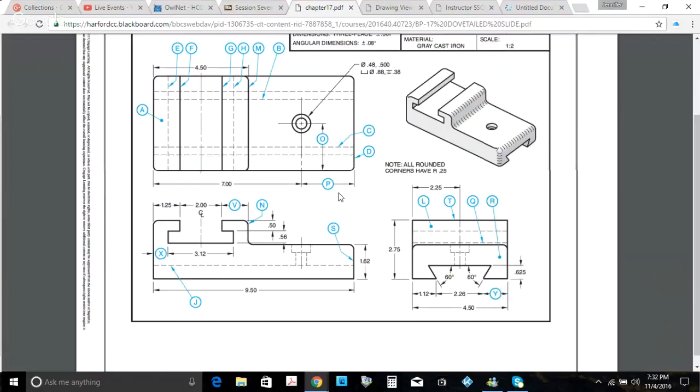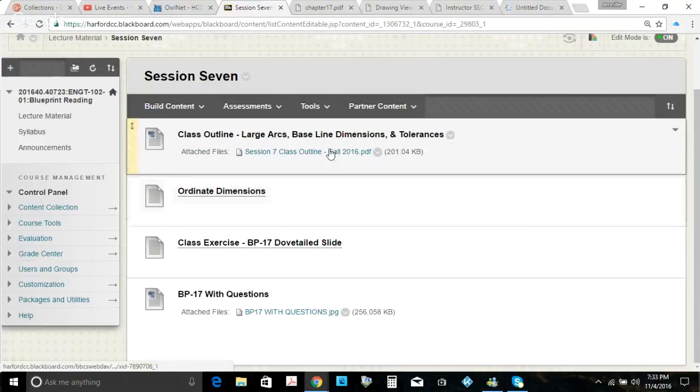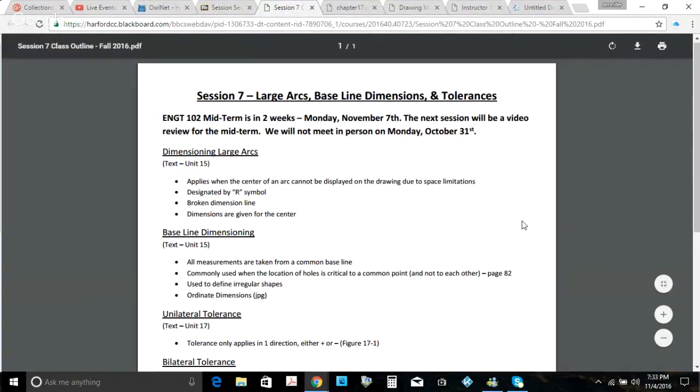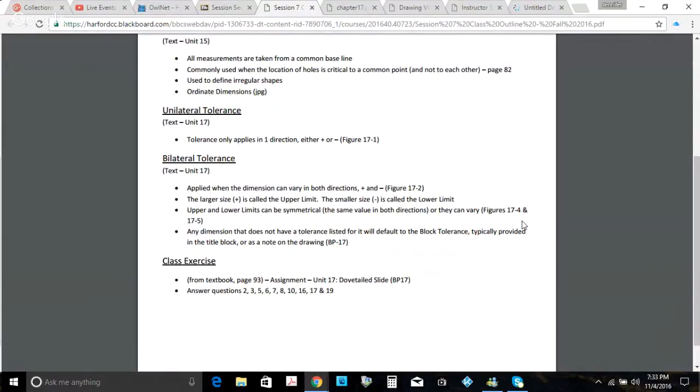Tolerancing. Remember the last, let's see, we can actually go right back to session 7 to our outline and take a look at unilateral and bilateral tolerancing. Remember that the dimensions on our drawings, if they don't have a tolerance associated with them, fall down to the block tolerance, which is down in the title block. So it'll say 2 decimal places or 3 decimal places, and it'll give you a value. So if you don't have a tolerance right there on the view or on the part, you go to the block tolerance. But there are many, many instances where we attach specific tolerances to the dimension.